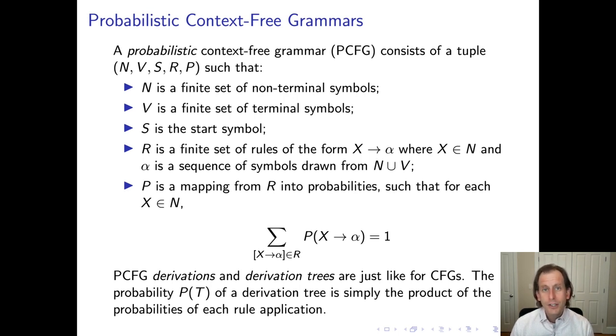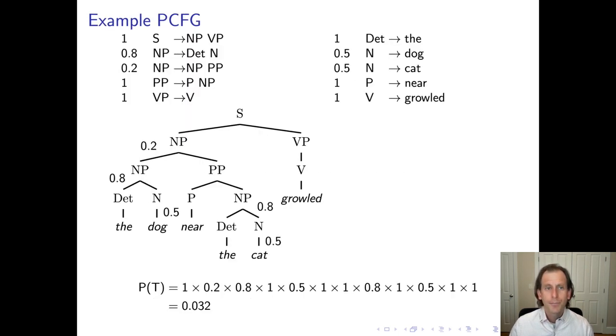And PCFG derivations and derivation trees are just like for context-free grammars. The probability of a derivation tree is the product of the probabilities of all the rules that had to be applied in order to derive the tree. So here's an example. This is actually the simple context-free grammar that we looked at earlier on. I've just attached probabilities to it.